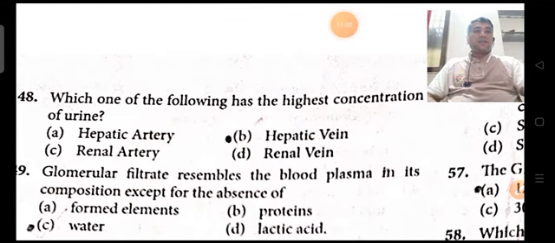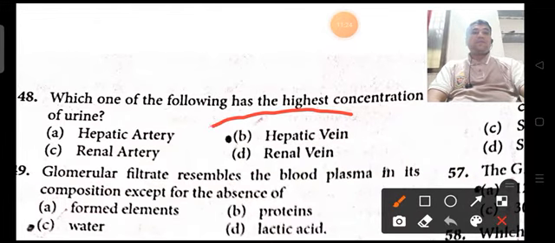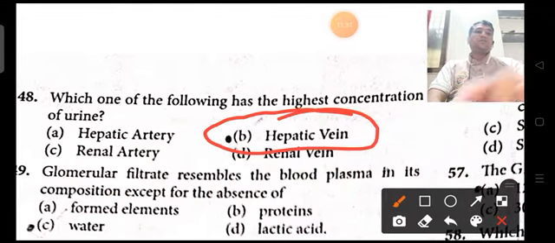Which of the following has the highest concentration of urine? Already, the hepatic vein carries the components from the liver to the other parts, liver to the kidney to the respective duct. So the hepatic vein has the concentration of urine rather than the hepatic artery.